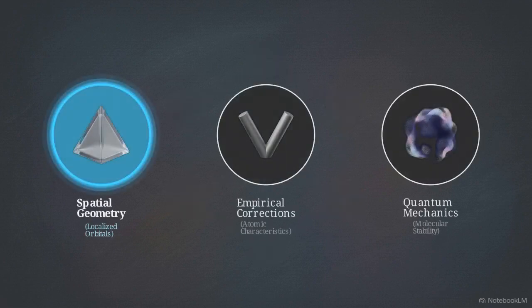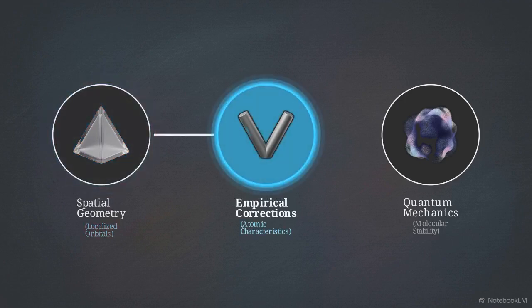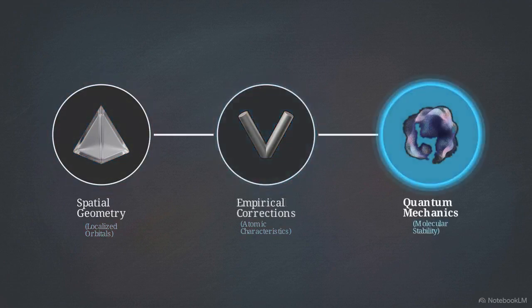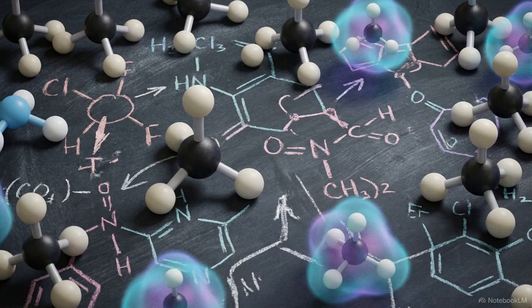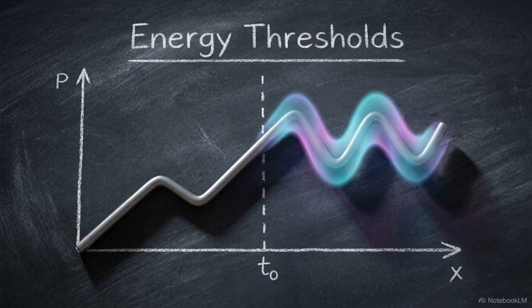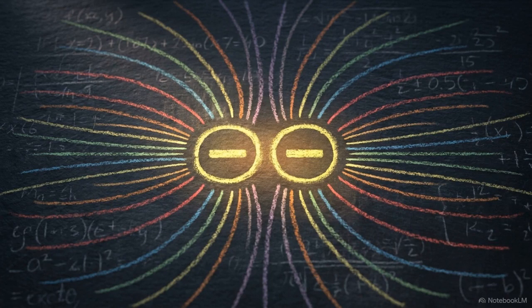We will start by mapping spatial geometry using localized orbitals, then apply empirical corrections for specific atomic characteristics, and finally transition into the quantum mechanics required to prove molecular stability. Grasping chemical structure requires letting go of the search for one universal rule. Instead, you have to identify the precise energy thresholds where one bonding model collapses and a more complex one takes over. The foundation for mapping spatial geometry relies on a straightforward axiom.